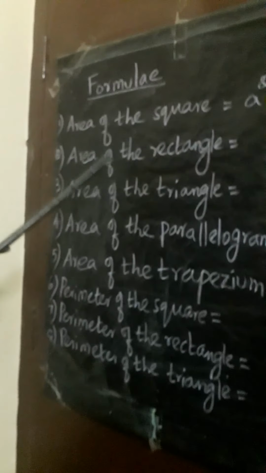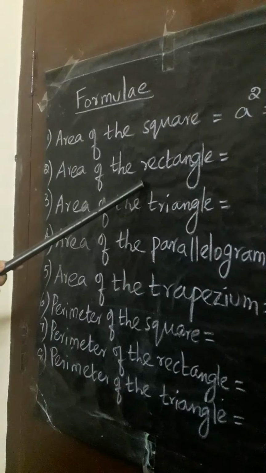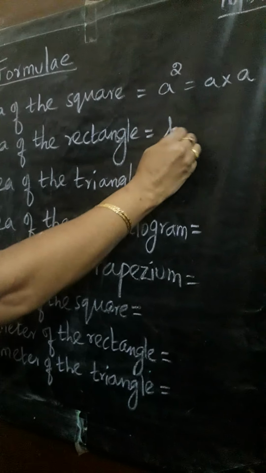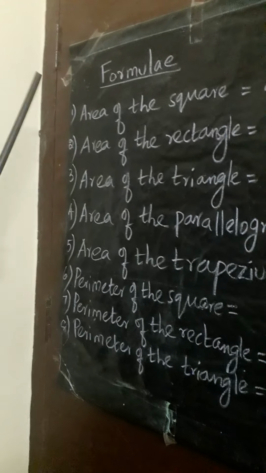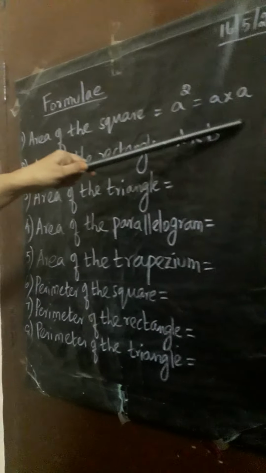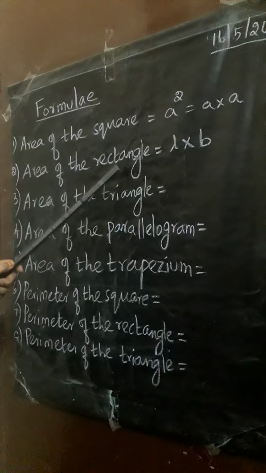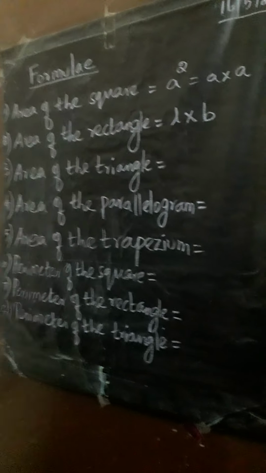Next formula, area of the rectangle. Area of the rectangle, L into B, length into breadth. So L into B square units. Area of the square equal to A into A square unit. Area of the rectangle equal to L into B square unit.